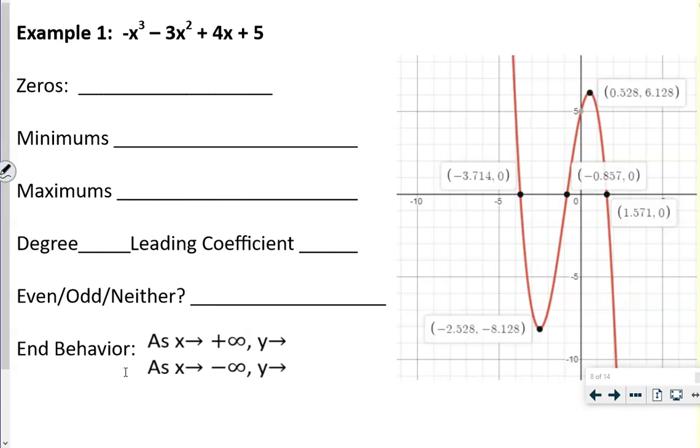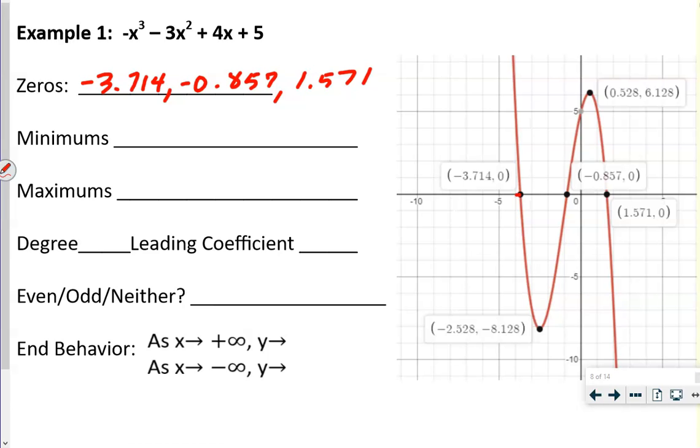And I don't necessarily have to put the zeros there, but you can if you want to. But this is going to be negative 3.714. That's this one right here. Then we've got the negative 0.857. And then we've got a third one, which is at 1.571, right? Okay, now let's talk about our minimums.